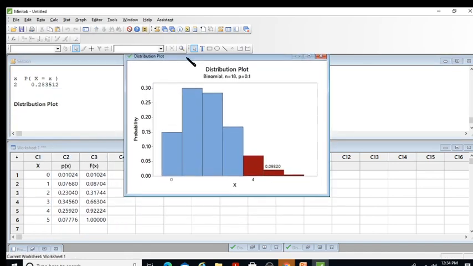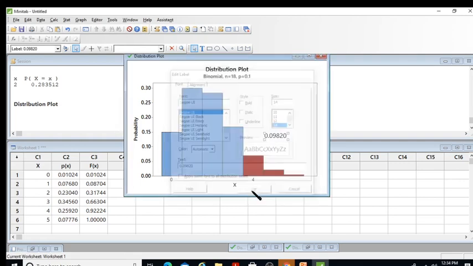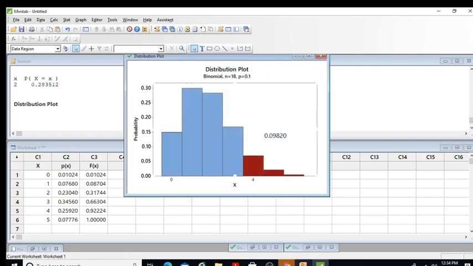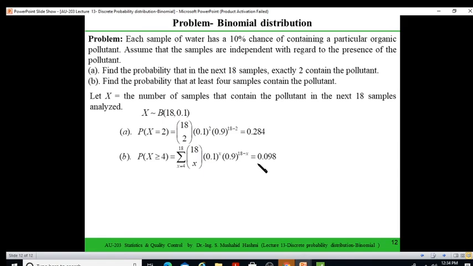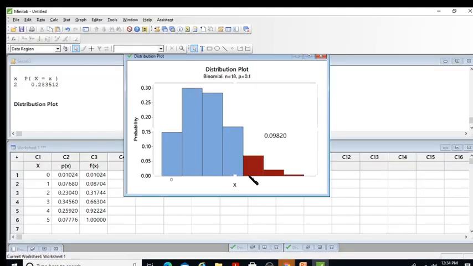So I will be able to see 0.0982, which is actually the probability I calculated. 0.098, that is the probability when x is greater than or equal to 4, when your number of trials are 18 and probability of success is 0.1, and this is your probability distribution. So table, and this would be your probability when x is greater than or equal to 4.